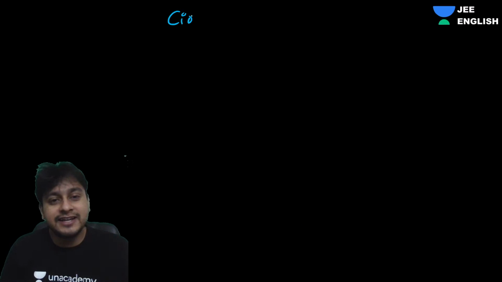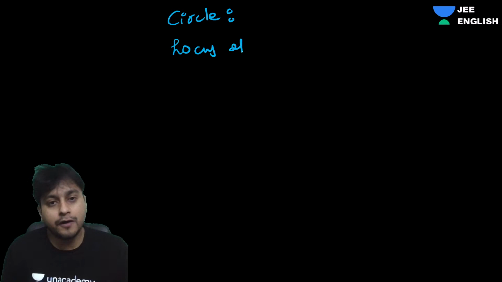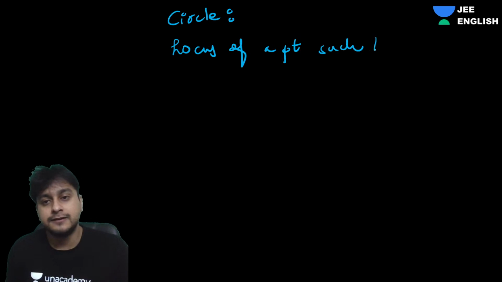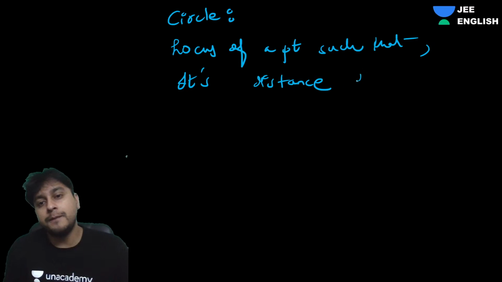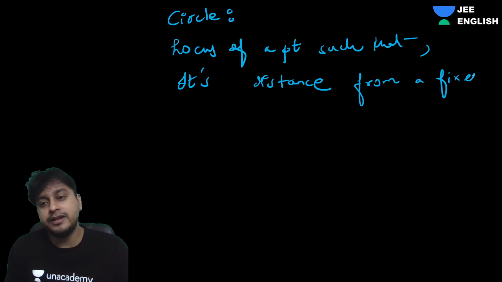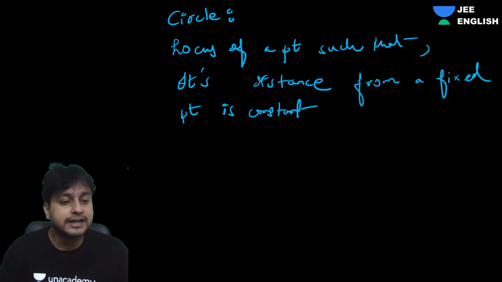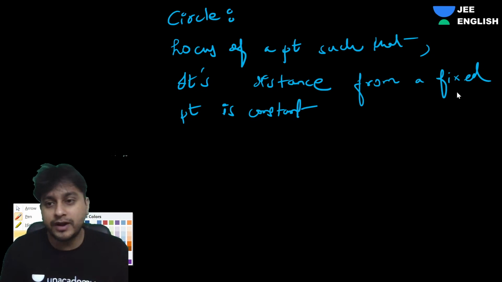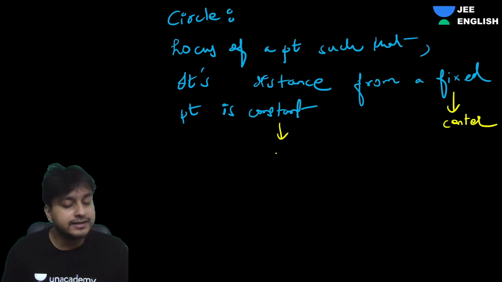Understood? So what is a circle? A circle is the locus of a point such that its distance from a fixed point is constant. Understood everyone? That fixed point is nothing but the center, and that constant is nothing but the radius.